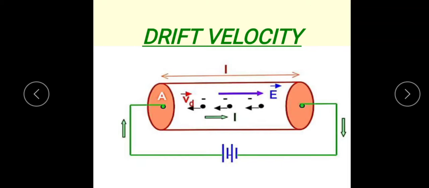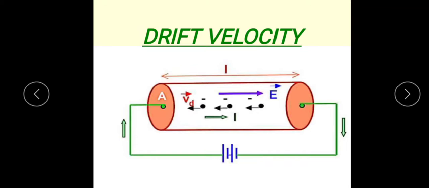Drift velocity means the average velocity with which free electrons get drifted. Drifted means moved, towards the positive terminal of the conductor. So this is one definition. Or the average velocity with which free electrons are drifted opposite to the electric field. See here, the electric field direction is from positive to negative, and these free electrons are drifted opposite to the electric field. You can define it like this also.